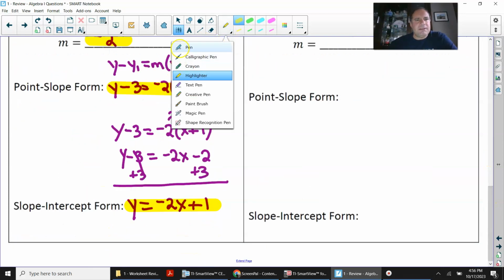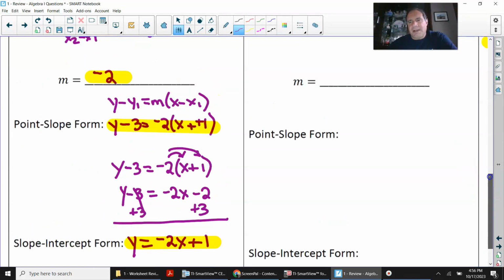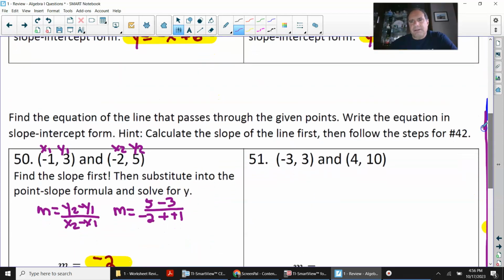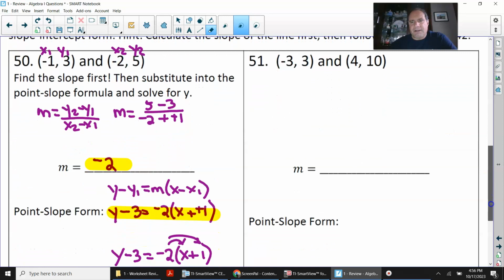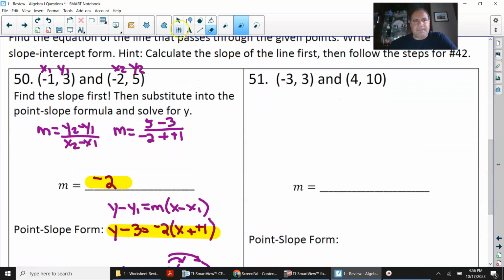Same thing with this one. Again, they don't start you out with an m. They start you out with just those two points. So you have to figure out the slope. So obviously, x1, y1, x2, y2. First thing you do is set up the slope formula.